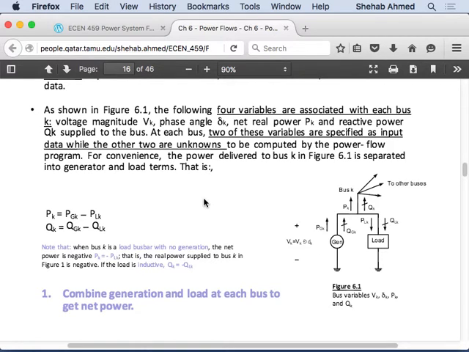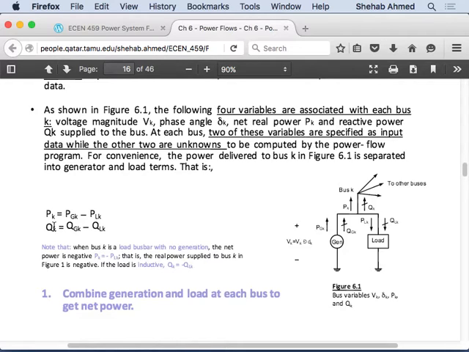So how are we going to go about this? The first step in constructing or starting the power flow problem is looking at every bus. So this is one bus, for example, in your power system. You look at every bus and you find out what are the specified or the net real and reactive powers. So the net real and reactive powers are PK and QK at every bus.